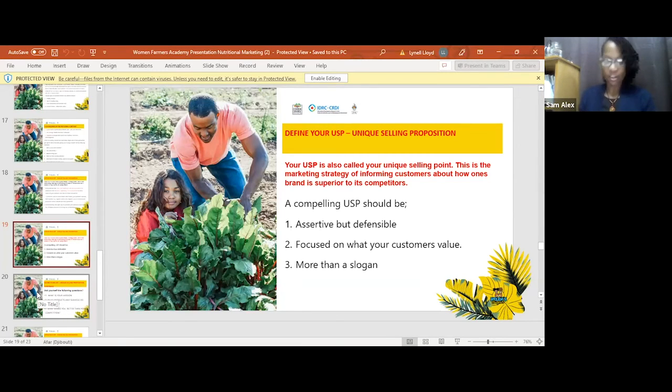It doesn't have to be unique. Food as medicine is not unique, okay?